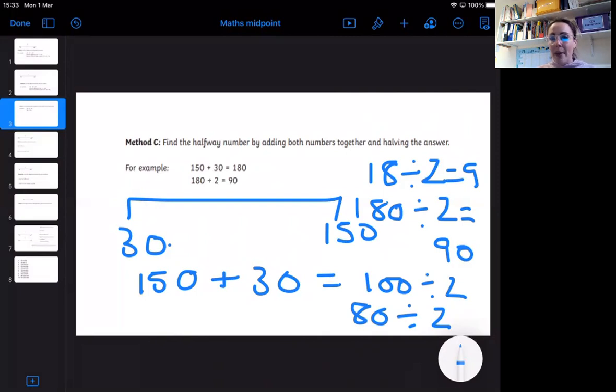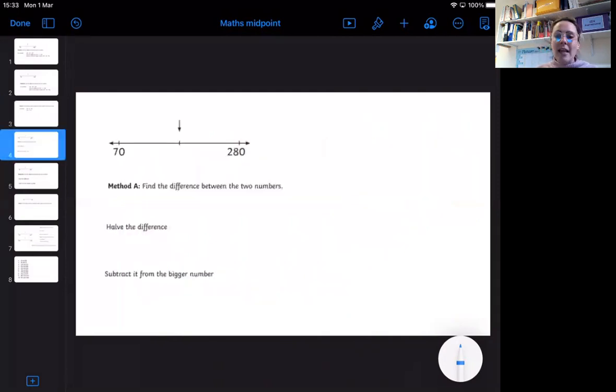Make sure you've got a pencil and a piece of paper. If you need to pause the video now, that's absolutely fine. And we're going to have a look at an example together. Let's have a go at working out this example together using method A. If you would like to pause the video and have a go independently, that's absolutely fine. Pause it now, or we can have a look and do this together.